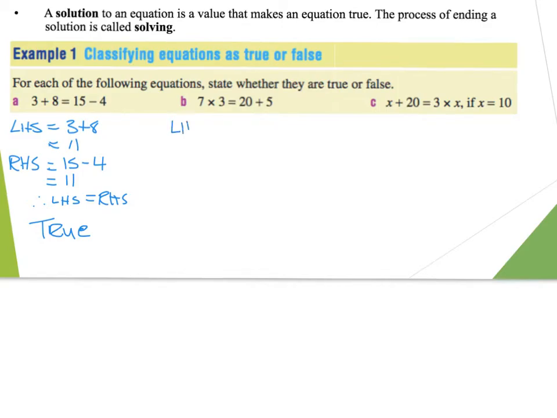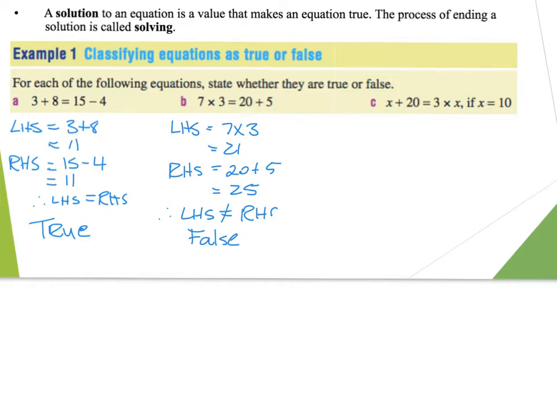Let's look at B. The left-hand side equals 7 times 3, and 7 times 3 is 21. The right-hand side equals 20 plus 5, that is 25. Therefore, the left-hand side does not equal the right-hand side, which makes this equation false.